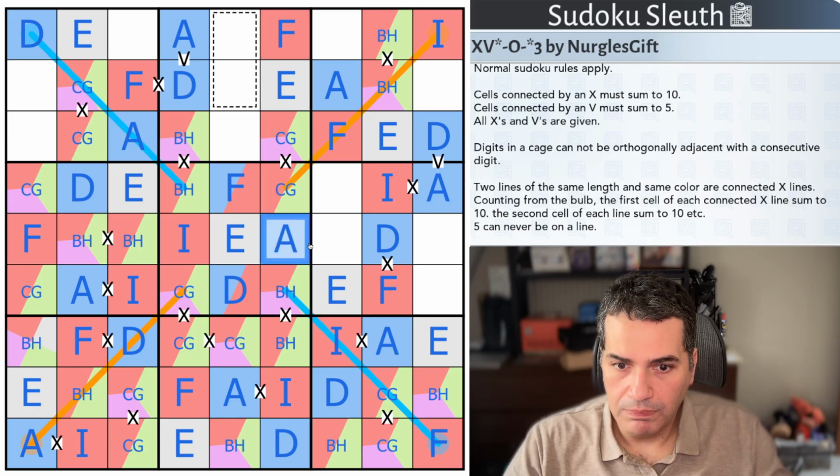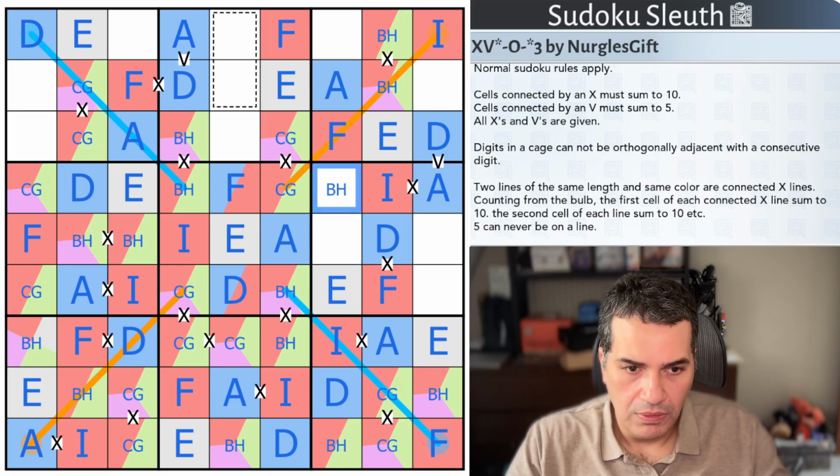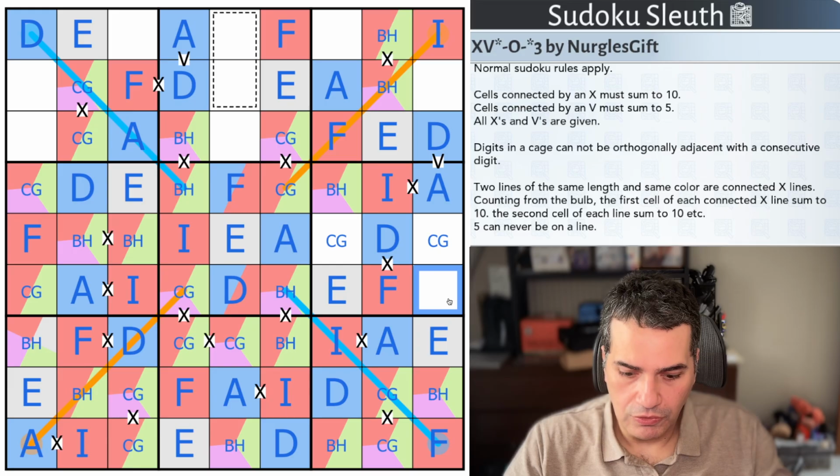Right, the purple B and H is not here or there, so it's there. I'd love to be able to actually figure out which one is low and high, so I stop having these tri-colored cells. That's not very helpful. This is CG. This is BH.